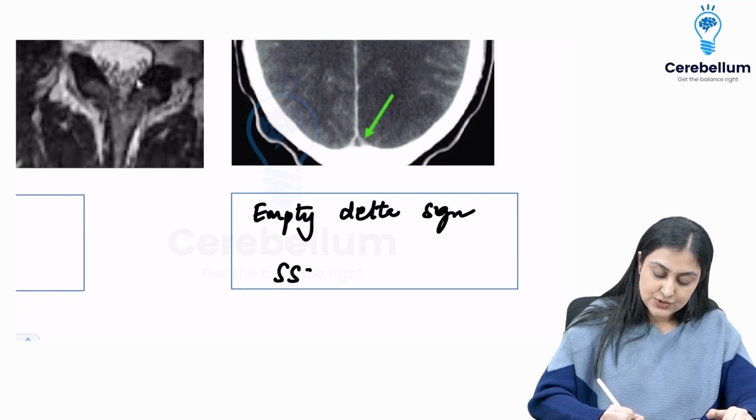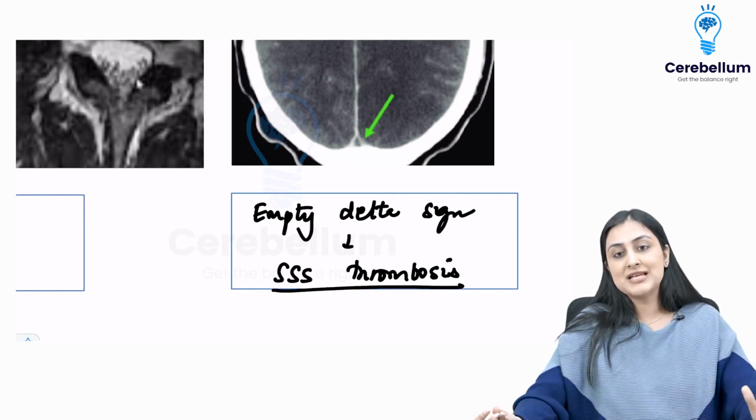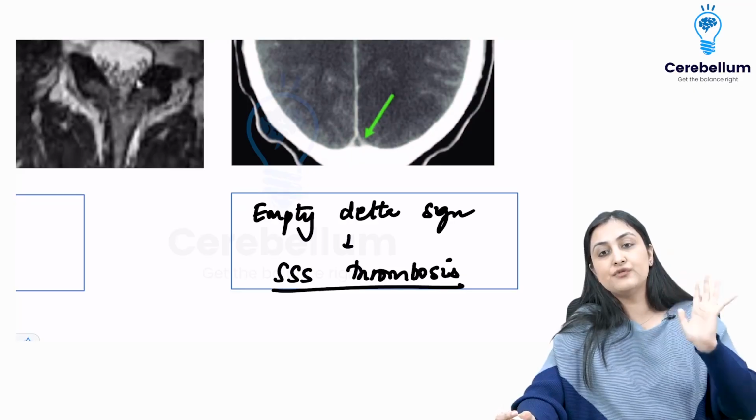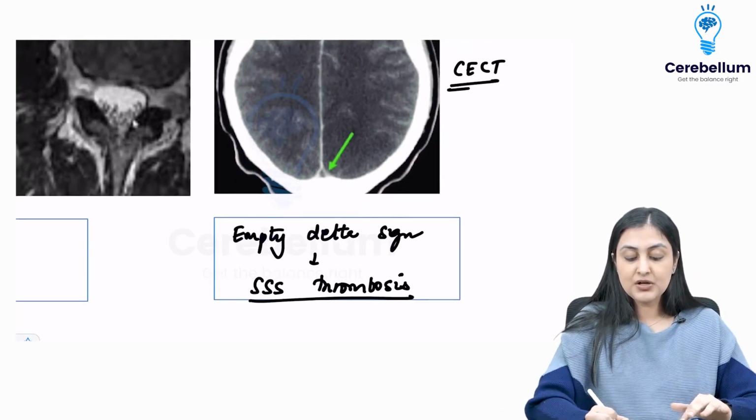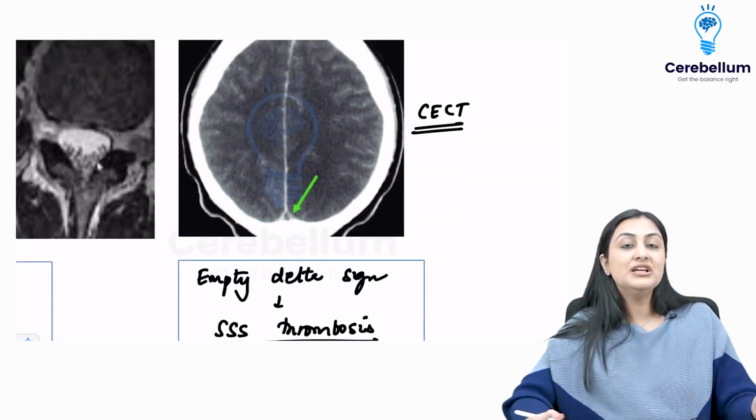sagittal sinus. So this is seen in superior sagittal sinus thrombosis, or for that matter any venous sinus thrombosis, where we are going to have this filling defect on a contrast enhanced CT. Okay, so this stroke is your venous stroke.